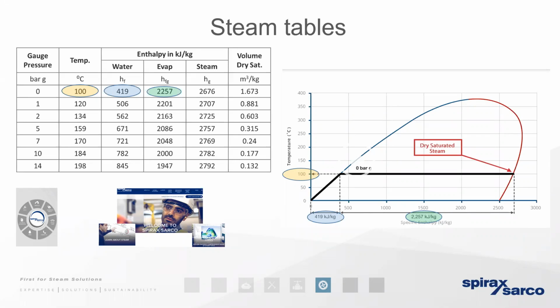If we multiply that 100 degrees by 4.19, that tells us we need to put 419 kilojoules of energy into that water before it boils and starts to change state and produce steam. We refer to that as the sensible heat, and that's demonstrated in the third column along from the left. The sensible heat, also known as the enthalpy of water.